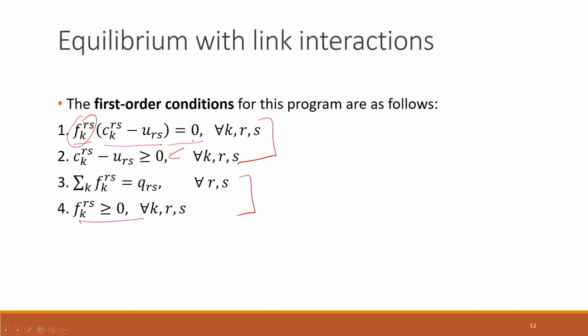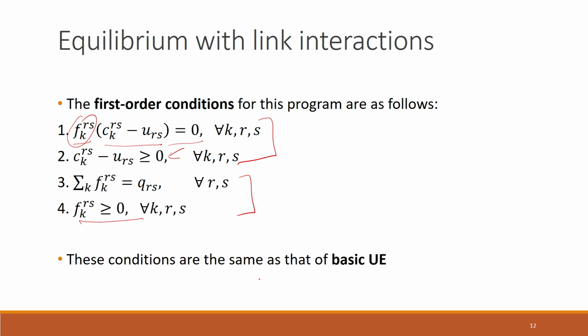Okay. So, in that case, the travel time on path k connecting R to S, that is CKRS, will be equal to URS, which is the minimum path travel time between OD pair RS. So, this results in the same condition, that the travel time on all the used paths connecting any OD pair will be less than or equal to the travel time on any unused path connecting the same OD pair. Okay. So, these conditions are therefore the same as the basic user equilibrium conditions that we had seen when there were no link interactions.